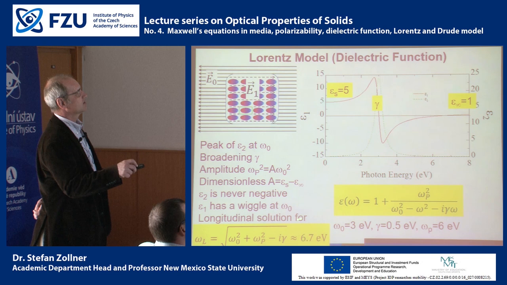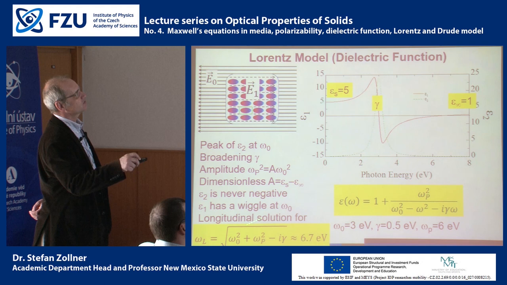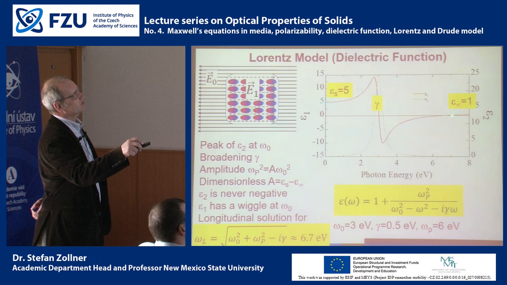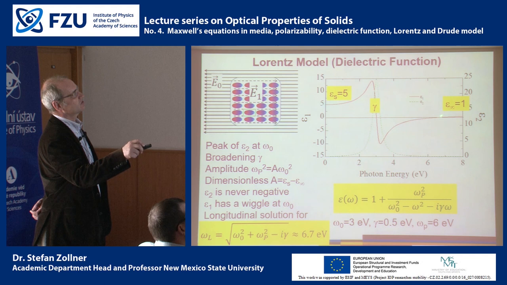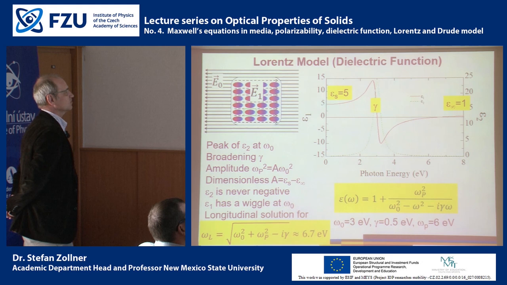For these examples, I've used a resonance frequency of 3 electron volts, a broadening of half an electron volt, and a plasma frequency of 6 electron volts. If I'm using these numbers, then I'm getting a longitudinal solution. The longitudinal solution happens when epsilon goes through zero. I can write that as a square root, and I'm getting 6.7 electron volts. That's where the real part of the dielectric function goes to zero.